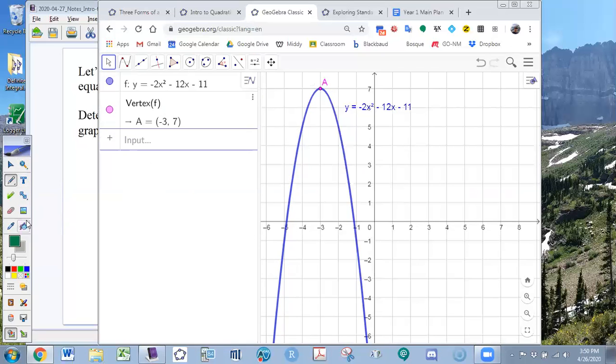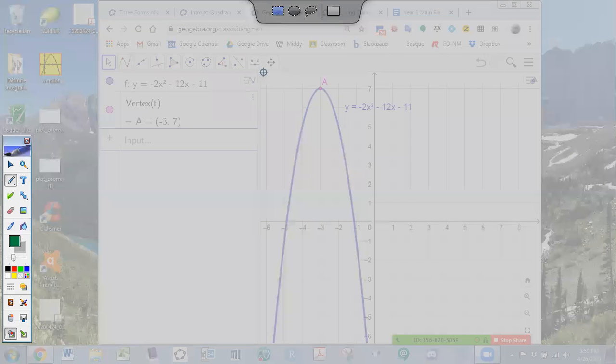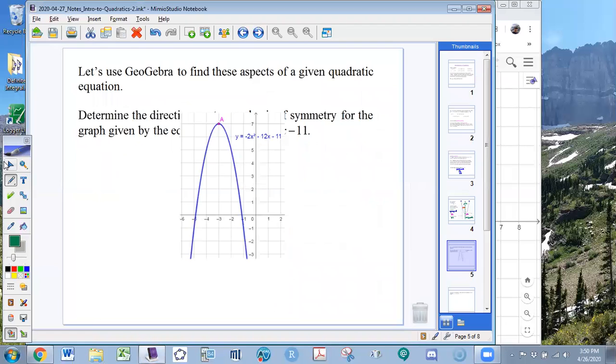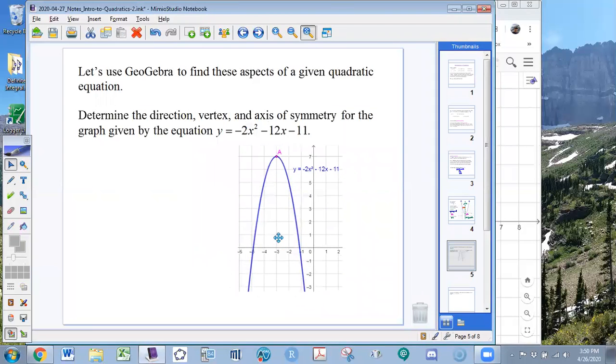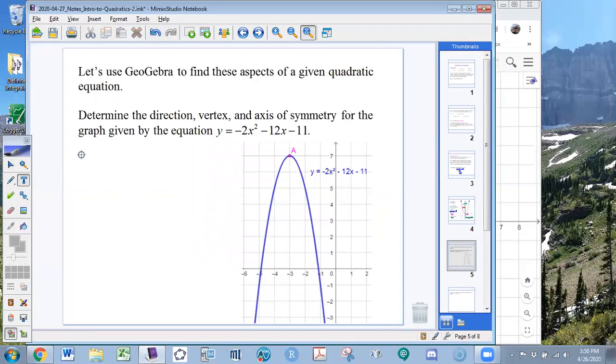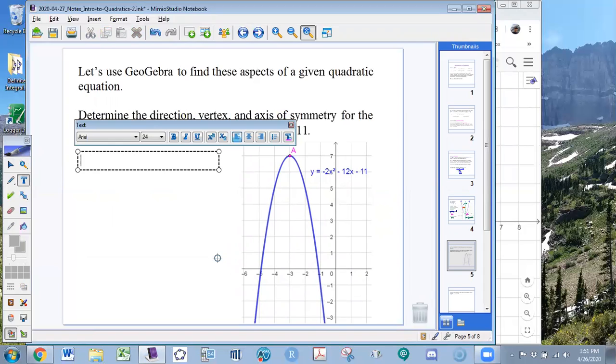So what we see here, and I'll go and bring this picture into our notes. What we're actually seeing here is a parabola that is opening downward, has a vertex at negative 3, 7, and we'll talk about the axis of symmetry. So opens downward. You need to label that you're actually saying what the vertex is. Don't just write a point down and somebody's supposed to be guessing what that point is about. So the vertex is at negative 3, 7.